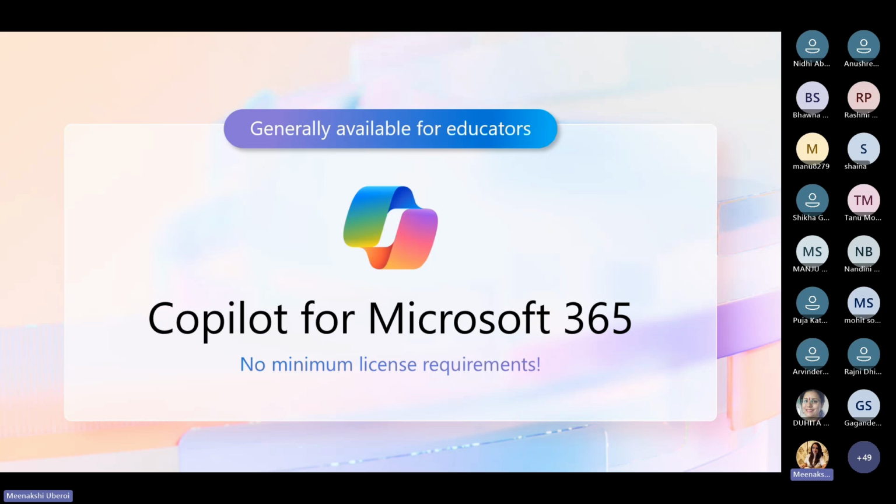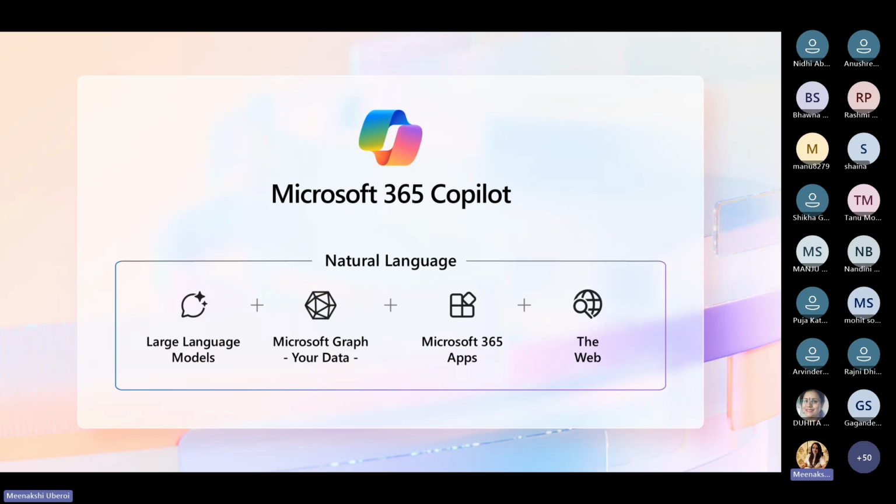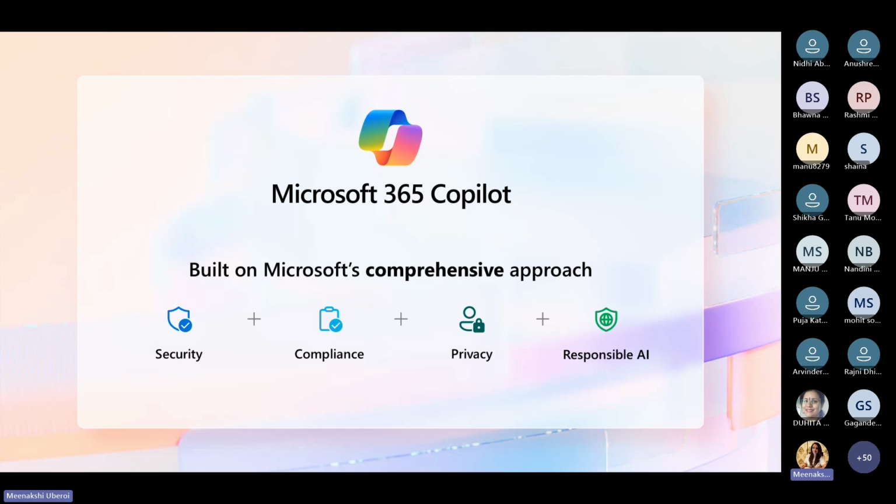If you have a school ID, your school needs to give you permission and you can start using it. What it does is combine the power of large language models with your data in the Microsoft Graph, the Microsoft 365 apps and the internet. Everything that is around is brought together to turn your words into the most powerful productivity tool on the planet, literally. And M365 Copilot is built on Microsoft's comprehensive approach of security, compliance, privacy, and responsibility so that you can actually use it with confidence.